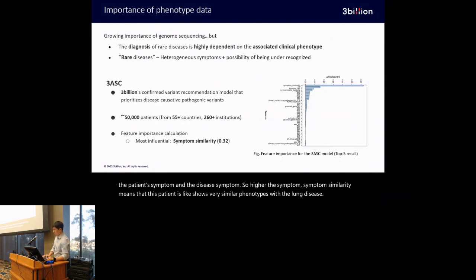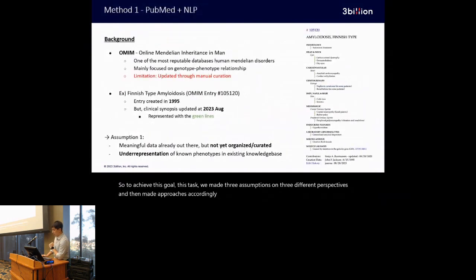So to achieve this task, we made 3 assumptions on 3 different perspectives and then made approaches accordingly. So this is our first assumption. It was recognizing the fact that manual curation is very limited. Even reputable databases such as OMIM lack comprehensive information due to the limitations of manual curation.